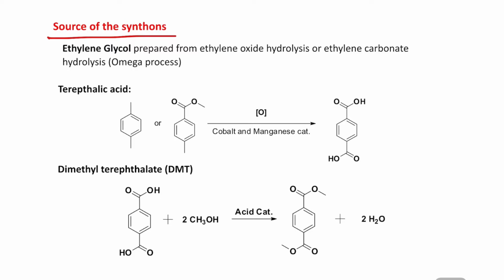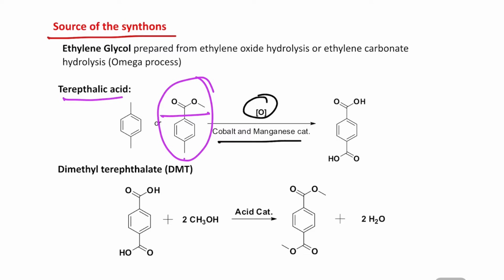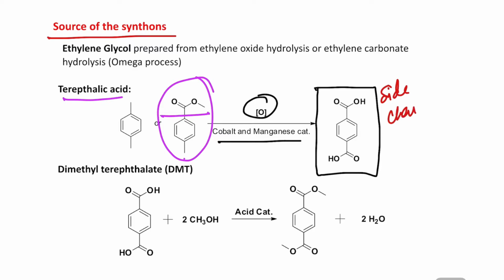Please visit. Now terephthalic acid could be prepared from paraxylene, or this is actually a monomethyl ester. One part is an ester, another part is not. Ultimately these are oxidized with a cobalt-manganese based catalyst and produce this product, which is known as terephthalic acid. By the way, this chemistry is named side chain oxidation. This is one of the best methods for aromatic carboxylic acid preparation. I have already discussed it in the carboxylic acid preparation video, where you can understand the mechanism better.